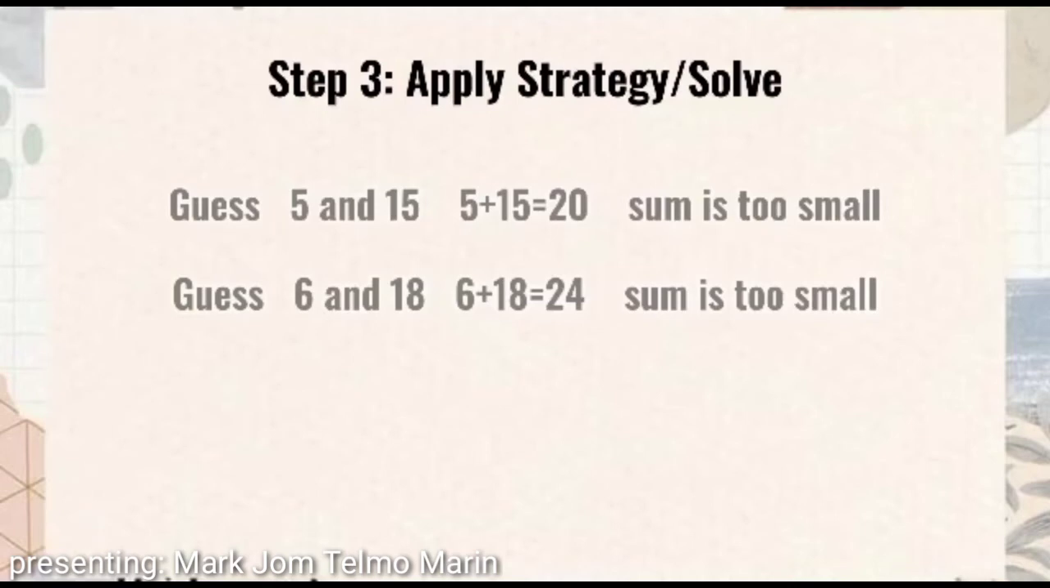Step 3. Apply strategy or solve. Guess 5 and 15. 5 plus 15 is equal to 20. Sum is too small. Guess 6 and 18. 6 plus 18 is equal to 24. Sum is too small. Our second guess gives us a sum that is exactly half of 48. What if we double that guess? 12 plus 36 is equal to 48. So there's our answer. The pieces are 12 and 36 inches long.